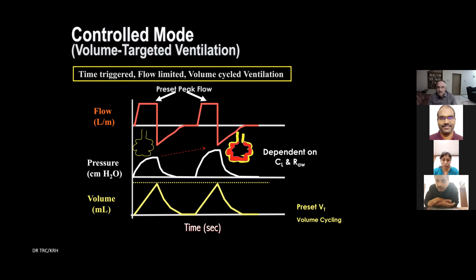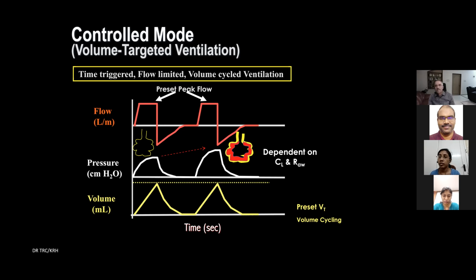If the lung becomes bad, what increases? Pressure increases. Which pressure? Plateau pressure will increase. Okay. Driving pressure also will increase. So peak, plateau, and driving, all three pressures will increase. All three pressures are interrelated.